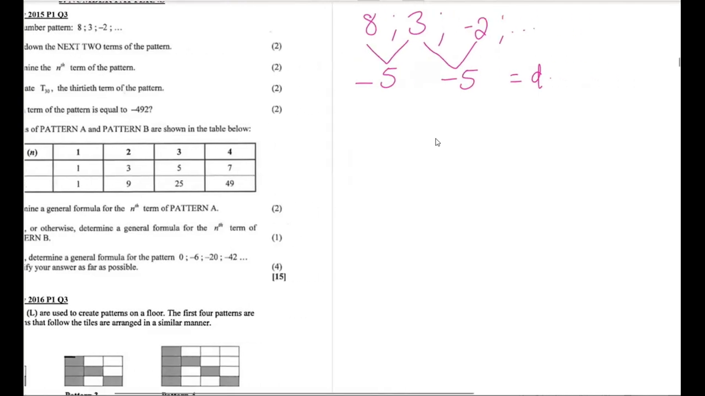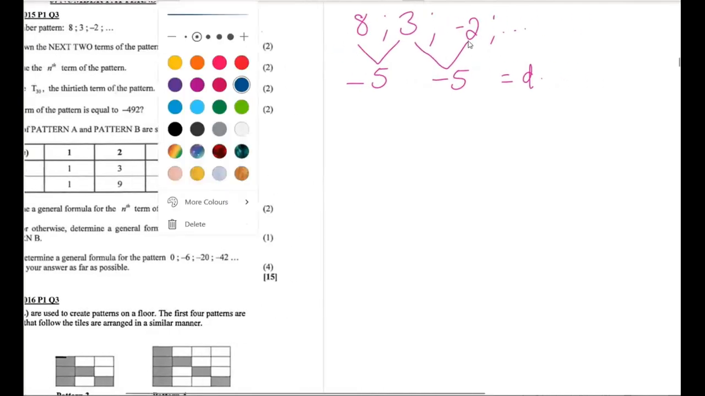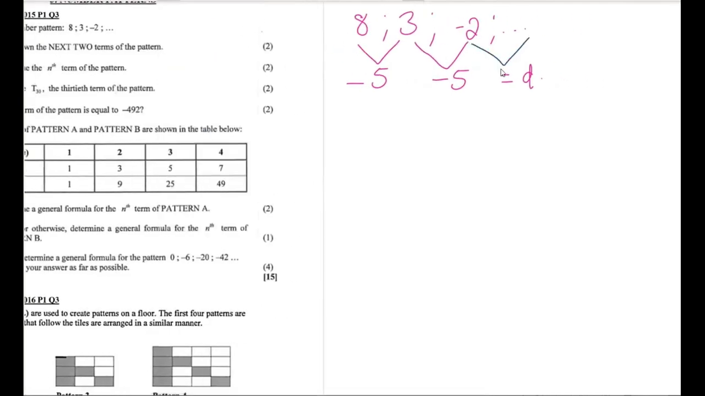If I found my D, can I now find the next two terms? We want the next two terms. So if I add -5 here, what is the next term? Right, -7. Then the next term: is it -18 or -12? Minus 7, then -12. Okay, so that is our next two terms.